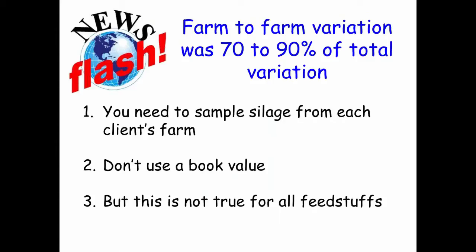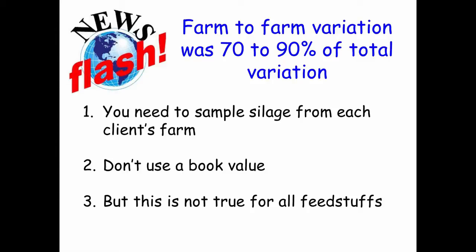So farm-to-farm variation was a huge proportion, which just means you have to sample every farmer's or every client's silage. You can't use silage data from farm 1 to balance the diet on farm 2, and that's news to no one. It also means you should not trust a book value. There's too much variation for silages. I don't have time to get into this, but for some feeds, this is not true.